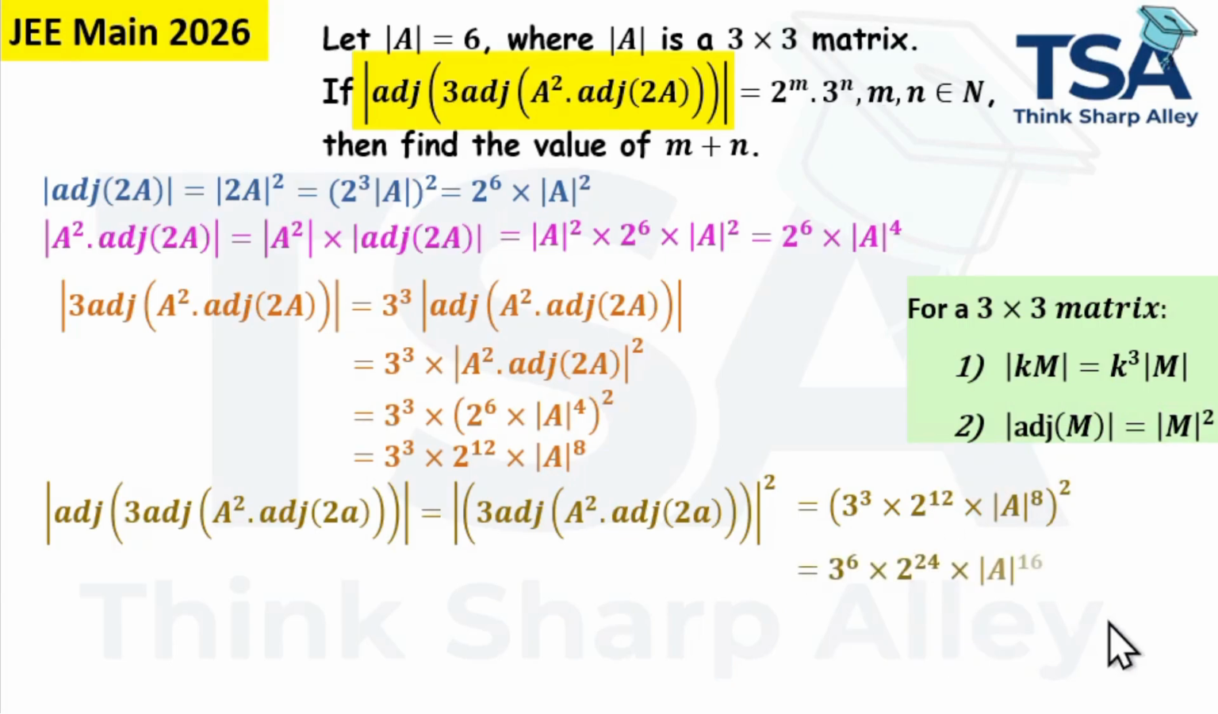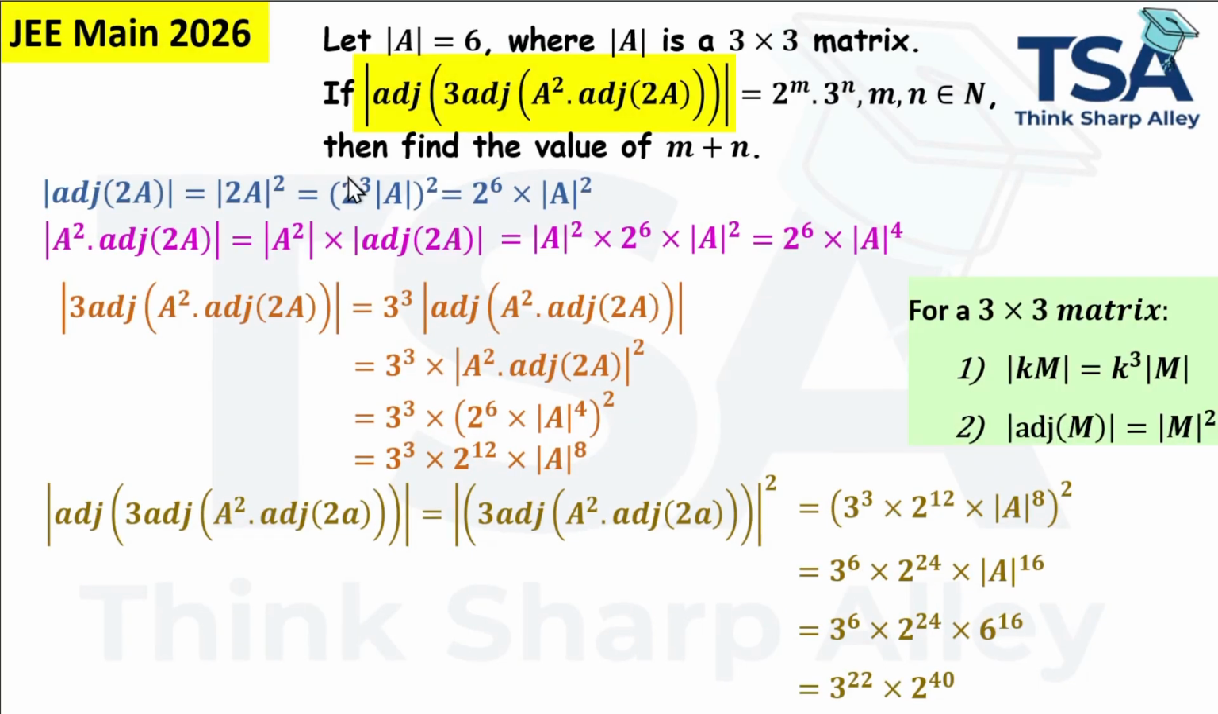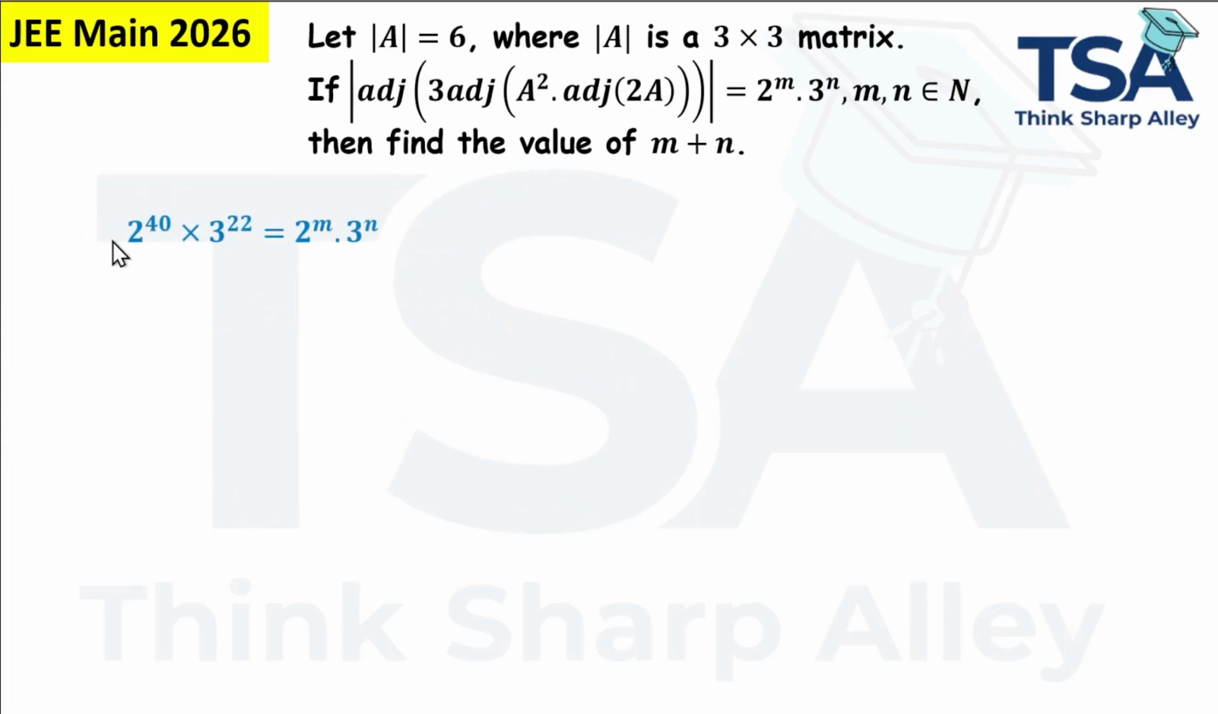So we get this. Now we know determinant of A is equal to 6. It's given in the problem. So let's put that in, and 6 can be factorized as 2 into 3. So we'll get 2 to the power 16 into 3 to the power 16. So simplifying which, we will get this. So this monster thing has reduced to this, which means 3 to the power 22 into 2 to the power 40 is equal to 2 to the power m into 3 to the power n. So comparing both sides, we have m equals 40 and n equals 22. Now the problem asks for m plus n. So m plus n is 40 plus 22, which is equal to 62.